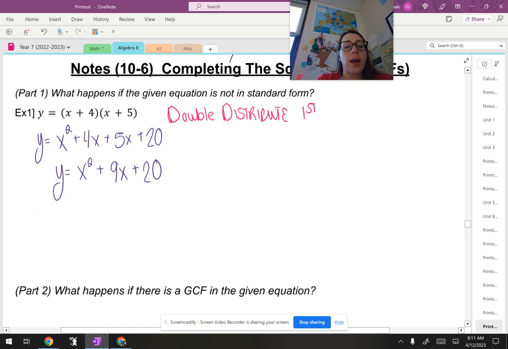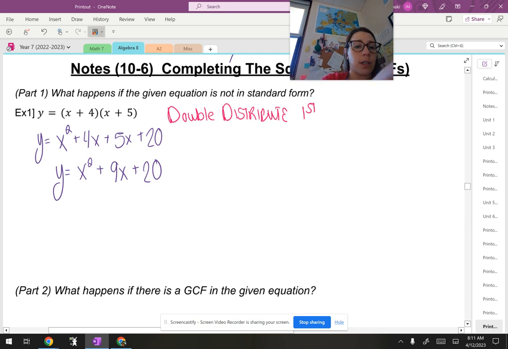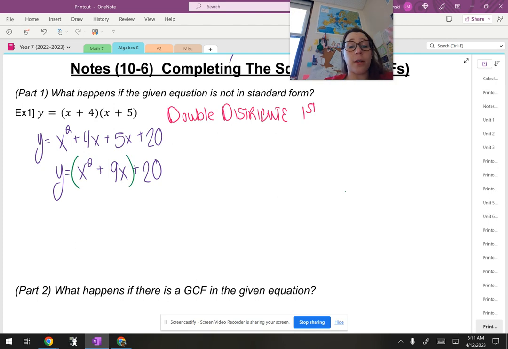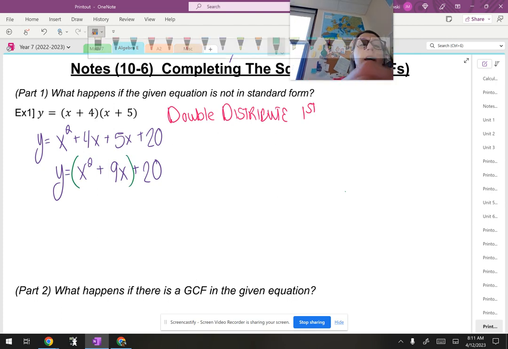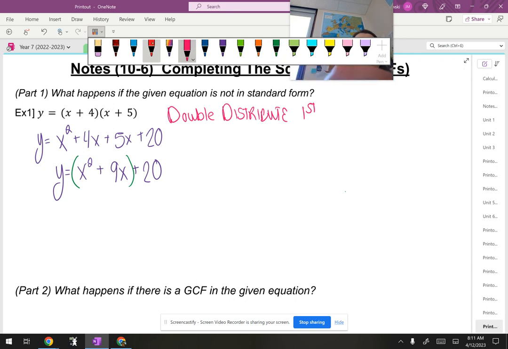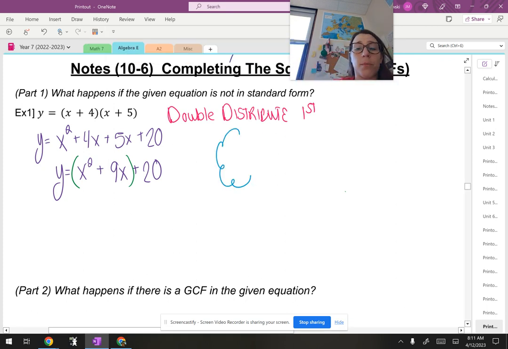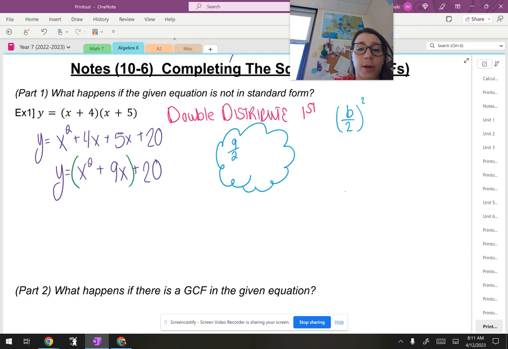Okay, so once we have this equation in standard form, we can just go through and do that completing the square process as normal. Your first step is going to be to group your x terms together, that x squared and 9x. After doing so, you've got to find your magic number in your little bubble. So remember that magic number is b divided by 2 quantity squared. So 9 divided by 2 is 4.5.